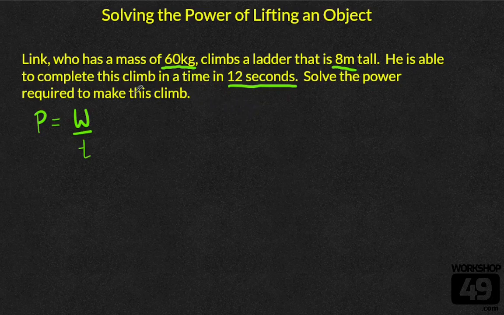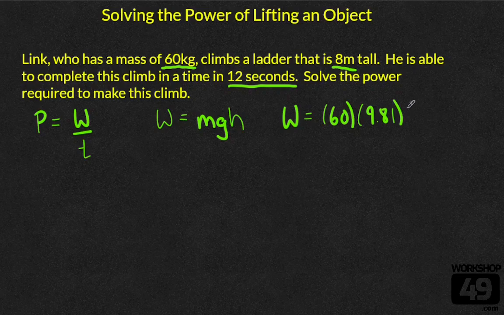Because Link is lifting an object, that's gravitational potential energy, and we can assume he started on the ground here. So our work is just going to be mgh, mass times gravity times the height that this mass was lifted. So the work that Link did is going to be 60 kilograms multiplied by gravity, 9.81, multiplied by the height of the ladder, 8. Link did work of 4,708.8 joules.